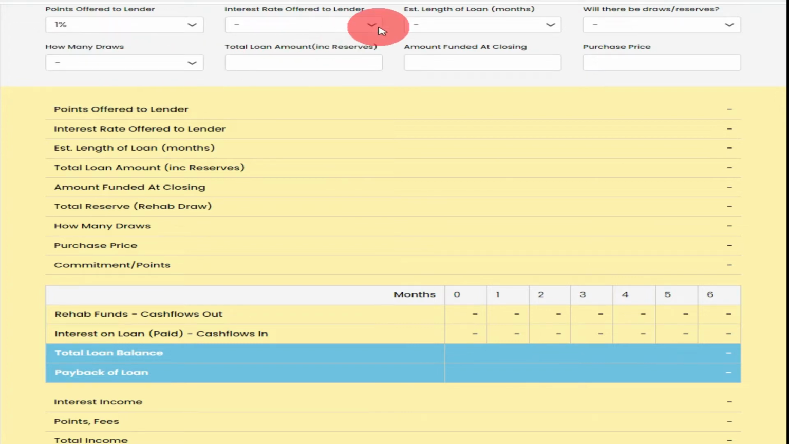And again, now that's 1%. That's 1 point, I'm sorry. That's just 1 point. 1 point is 1% of the loan.